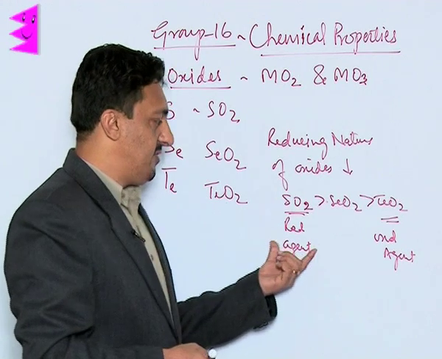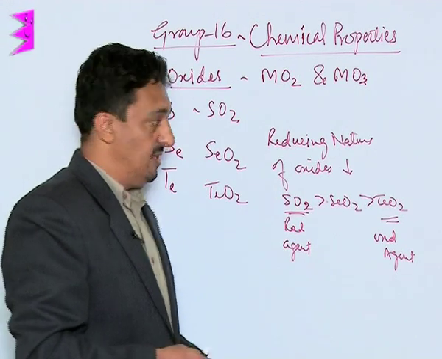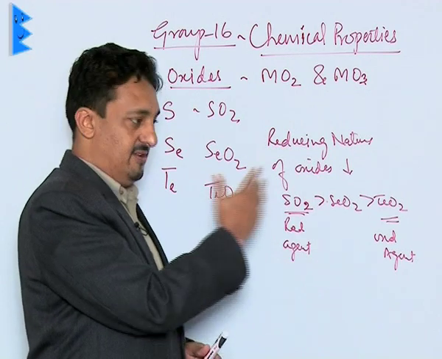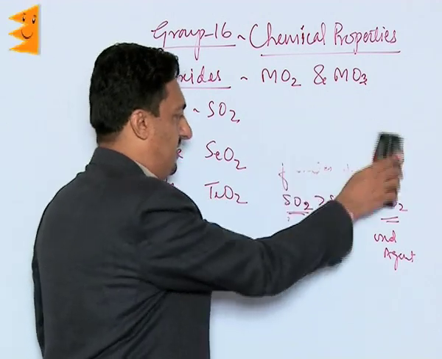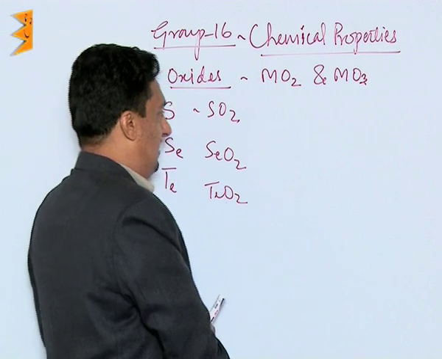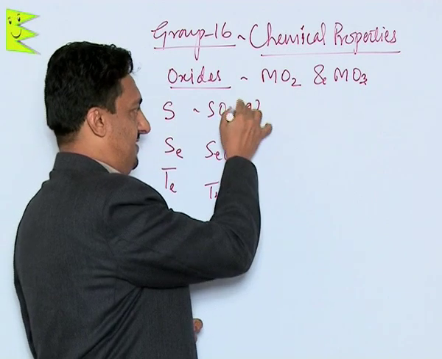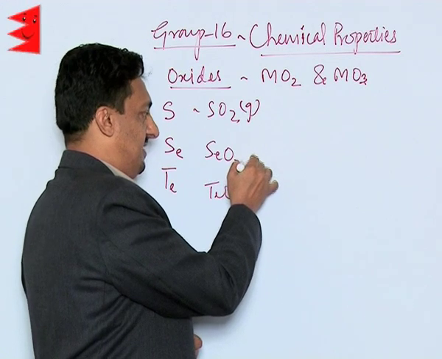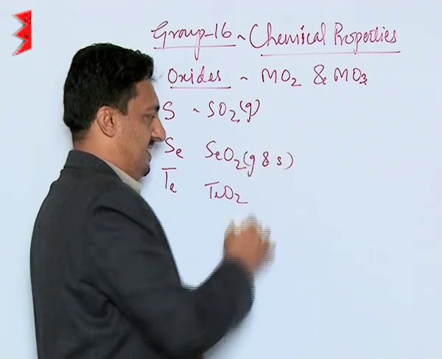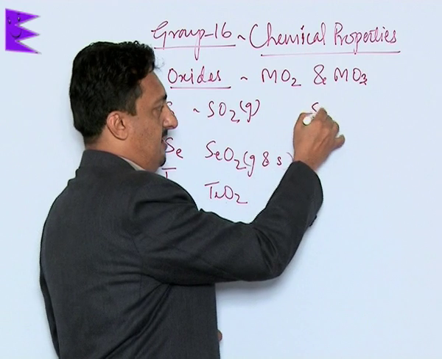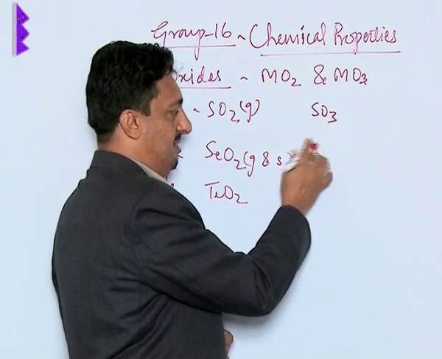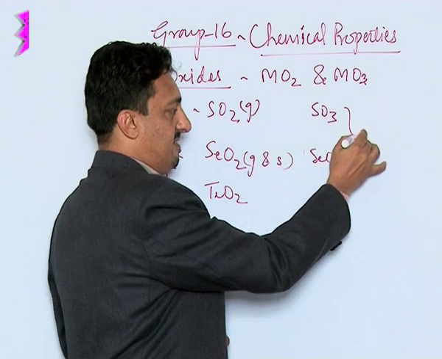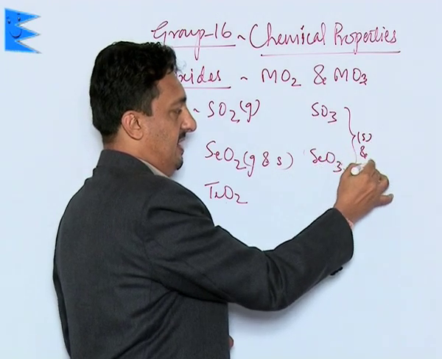So that's why it's a reducing agent, it's an oxidizing agent. And by nature, as I have told you, all of these are acidic, whether it's dioxide or trioxide. What is most interesting to notice is that sulfur dioxide only exists in gaseous state, whereas selenium dioxide exists in gaseous as well as in solid state. When we are talking about trioxides, sulfur and selenium trioxide, they both exist in solid and in gaseous state.